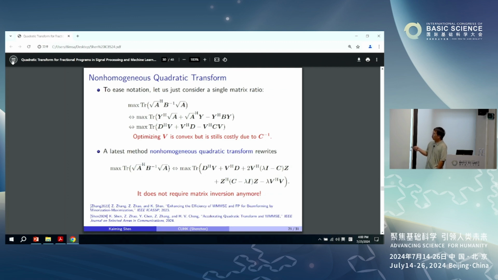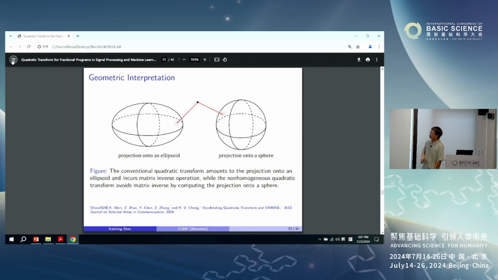To that end, we propose a new method called the non-homogeneous quadratic transform. As you can see, this new transformation technique still converts the matrix ratio objective to a quadratic problem form. However, you can see that we no longer have a matrix between v Hermitian and v. Without this C, we can easily calculate the optimal v by completing the square. We no longer need to calculate the matrix inverse. So let me give you some geometric interpretation.